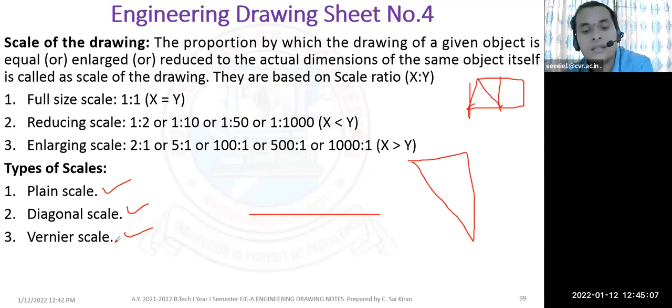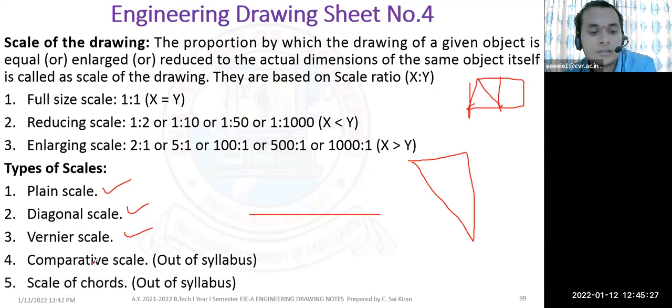And next is the Vernier scale. This Vernier scale was generated by Paul Vernier, a mathematician. Based on this, the Vernier calipers were generated. It uses the Vernier calipers principle in order to generate the Vernier scale. And the next scales are comparative scales and scale of chords. They are out of syllabus, so we don't discuss these two scales. You can find them in your textbook, but only for mechanical and civil students they discuss these types of scales. For all the other branches they don't discuss the 4th and 5th scales.